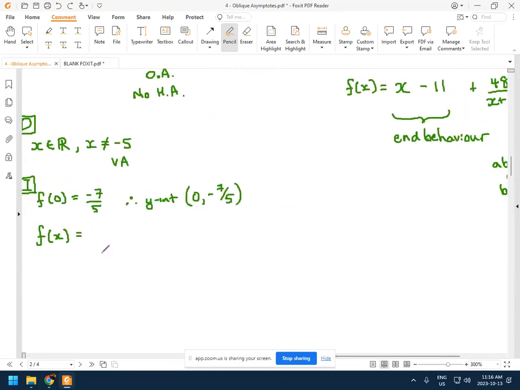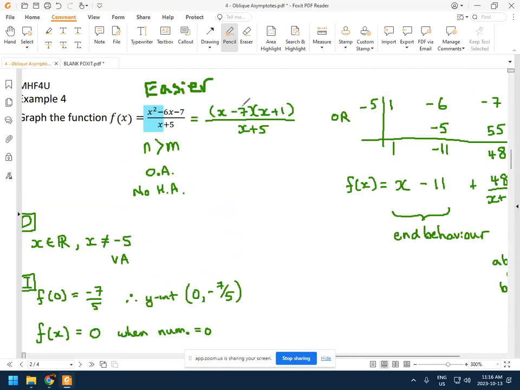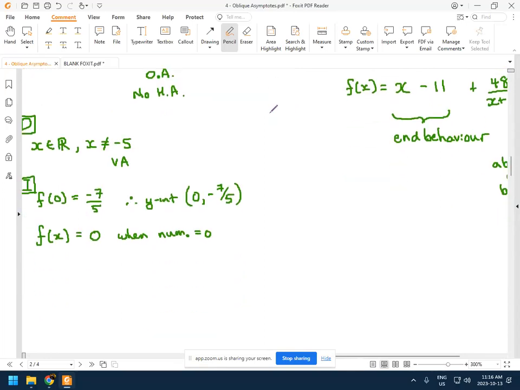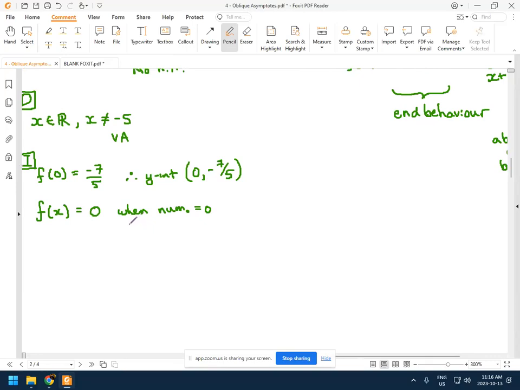Next, f of x will equal 0 when the numerator equals 0, which means I factored it already. That means x will either be 7 or -1 for my x-intercepts. So x equals 7 or -1. I have (7, 0) or (-1, 0) as my x-intercepts. Let's write that down so that I don't have to search for it later on.